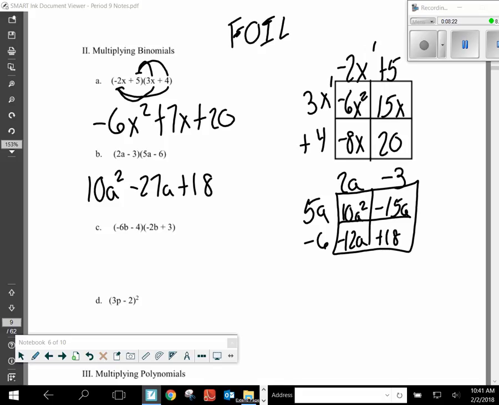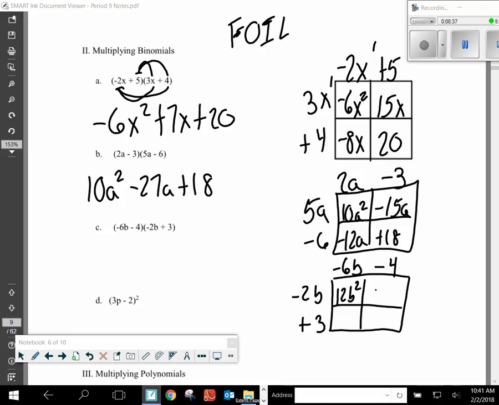Why don't you try one? So hit pause and try the next one on your own. I'm going to keep going. So I have negative 6b minus 4 and negative 2b plus 3. That gives me 12b squared plus 8b minus 18b minus 12. So my answer would be 12b squared minus 10b minus 12.